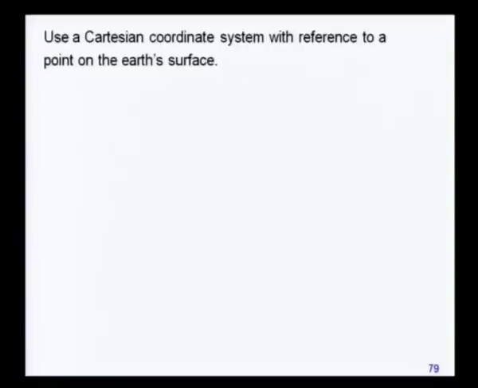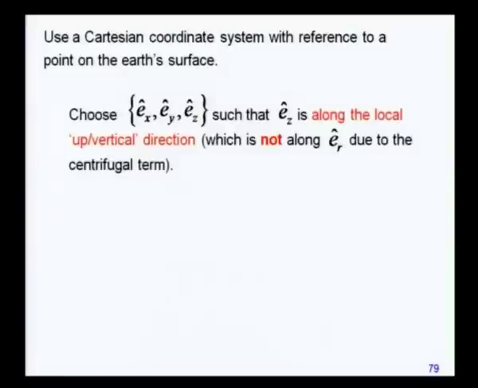So, to do this analysis, we construct a Cartesian coordinate system, and I mentioned this in my previous class, but I will do this again because this is important. It is very important to recognize the coordinate system that we are going to be making use of. You choose a Cartesian coordinate system with unit base vectors Ex, Ey and Ez.